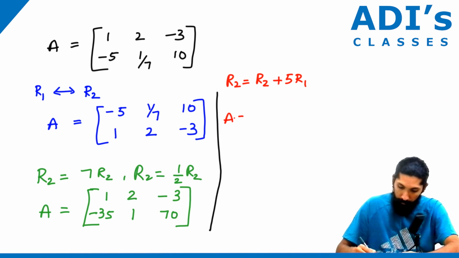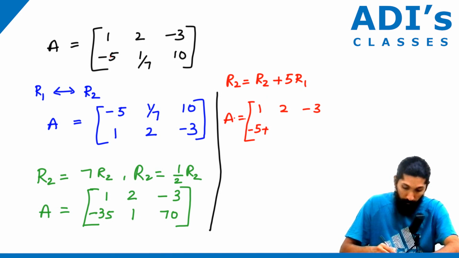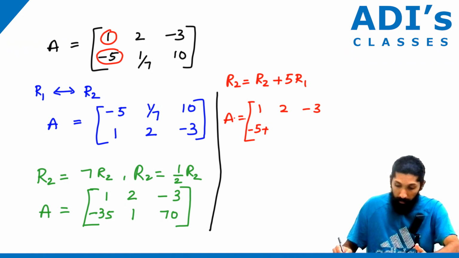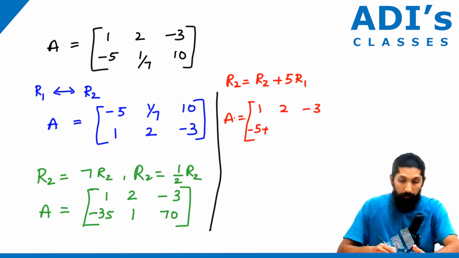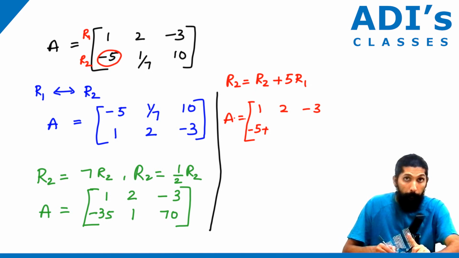You'll get A is equal to, the first row you're not touching at all, so keep it 1, 2, minus 3 as it is. Now the second one is what? R2 is minus 5 plus 5 times R1. For 5 times R1, you have to take the corresponding value, because for minus 5, 1 is the corresponding column element. So minus 5, which is the R2 value; this is R2, this is R1. You take minus 5 plus 5 times 1.